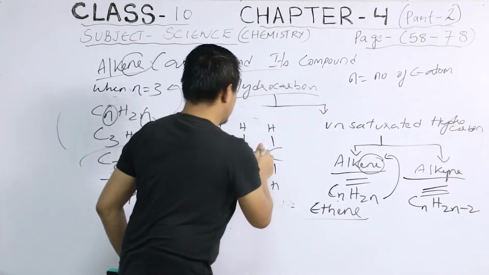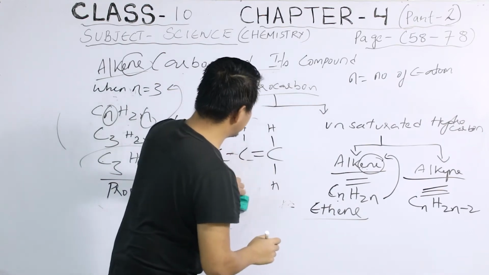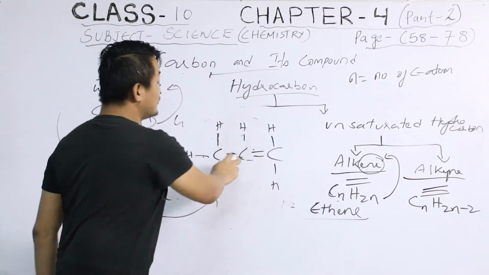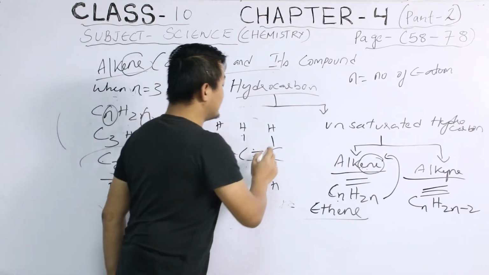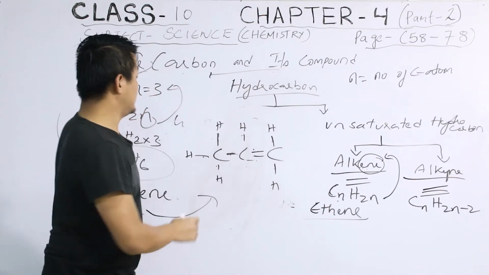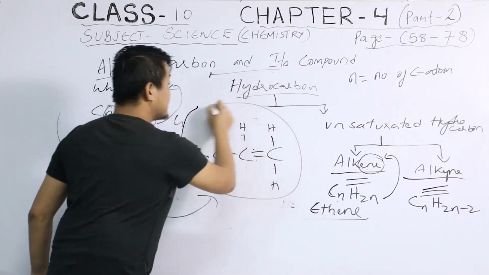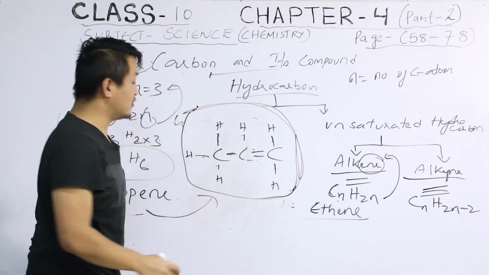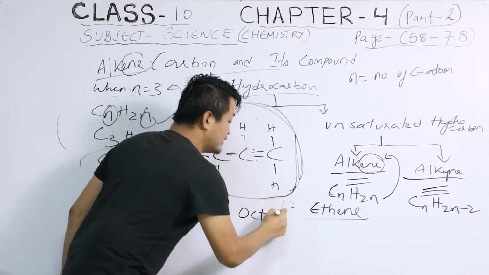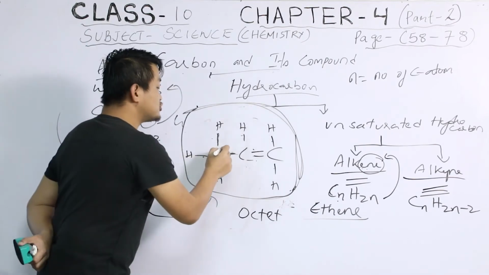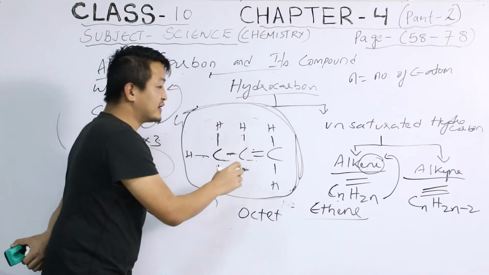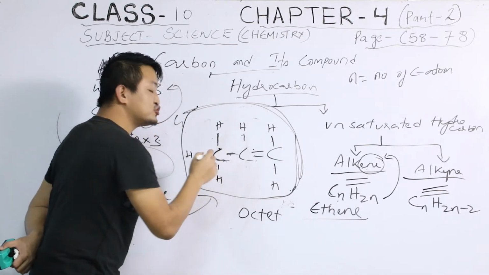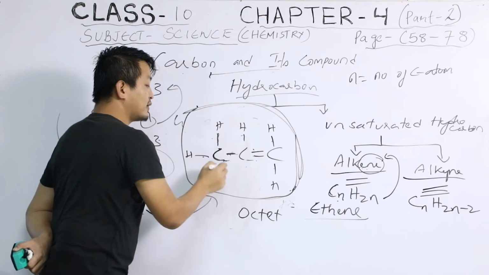1, 2, okay, we don't have this one here. 1, 2, 3, 4. So it has already obeyed the rule. Now we have 1, 2, 3, 4. So this carbon has already satisfied the octet. Now remember, there should be only 4 bonds. It may be triple or double, but this surrounding carbon should have only 4 bonds, clear?